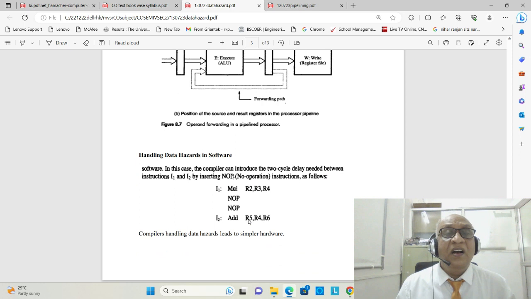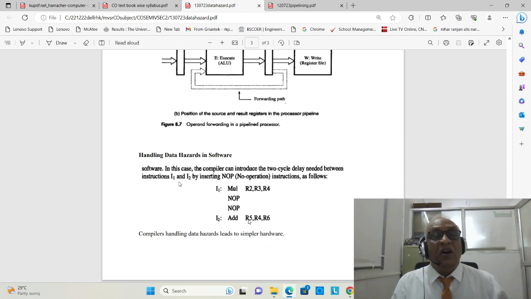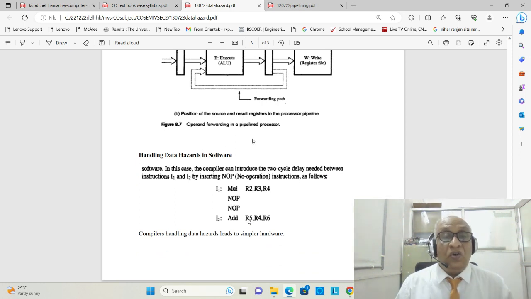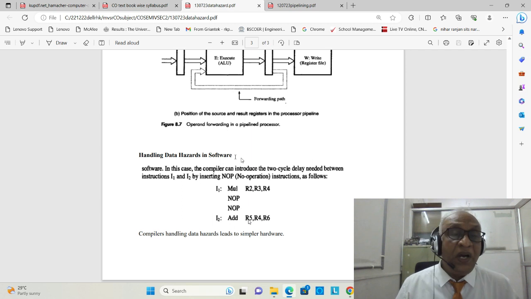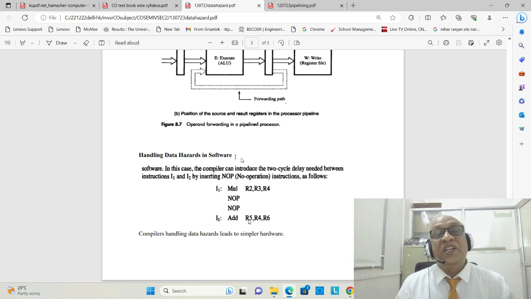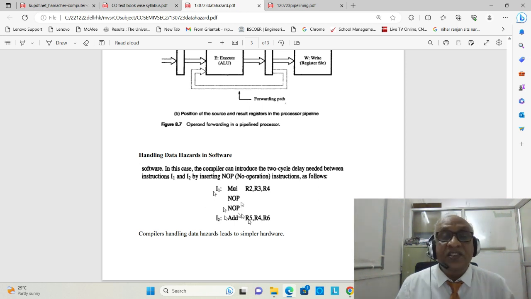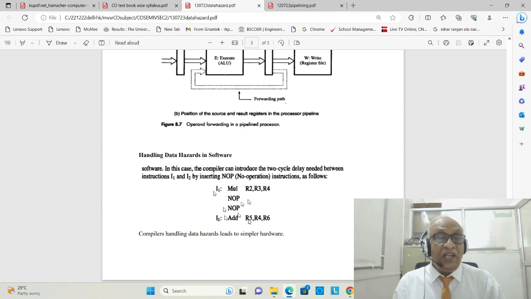Let us finish our discussion with a small point. Till now, data hazard was handled with the help of hardware. Now it can also be handled with the help of software, which means with the help of the compiler. With the help of the compiler means some special instructions for delay are kept in the compiler, as can be depicted here. NOPs, indicating no operations, between instruction 1 and instruction 2 are inserted to take care of these delays.